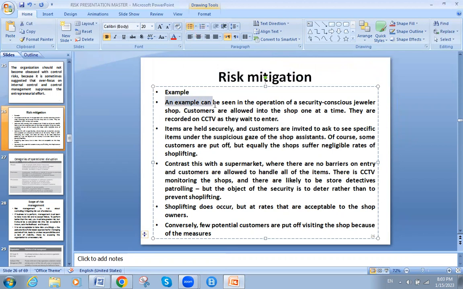There's an example here. An example can be seen in the operation of a security-conscious jewelry shop. Customers are allowed into the shop one at a time, so they enter the shop one by one. They will be recorded on the CCTV, on the cameras, as they wait to enter. Items are held securely, and customers are invited to ask to see specific items under the watchful gaze of the shop assistants. Of course, some customers are put off, but equally, the shop suffers negligible rates of shoplifting.